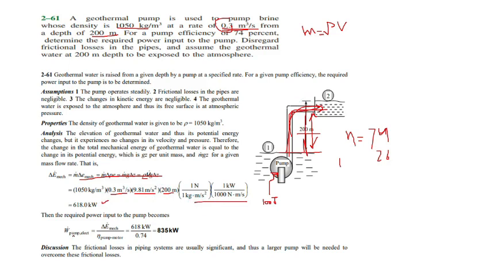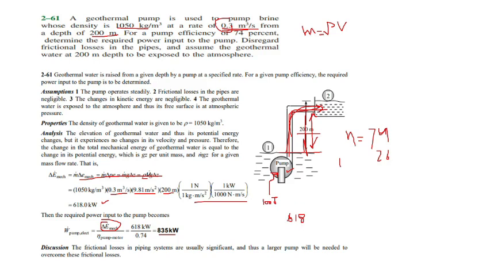So w will be equal to, so electric work, you have to find the electric work. Mechanical work, you know, it is 618. This amount of energy you need, while the efficiency is 0.74, so you have to provide some extra energy. You need 608 kilowatt of energy to pump this water, while the efficiency of this pump is 74%.